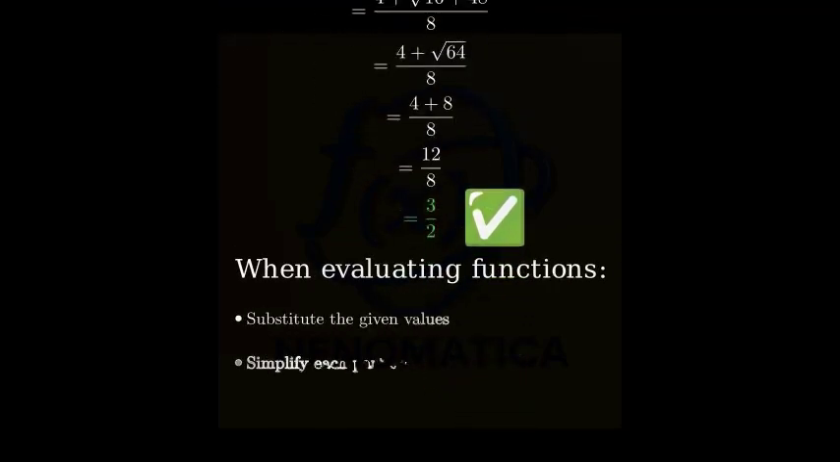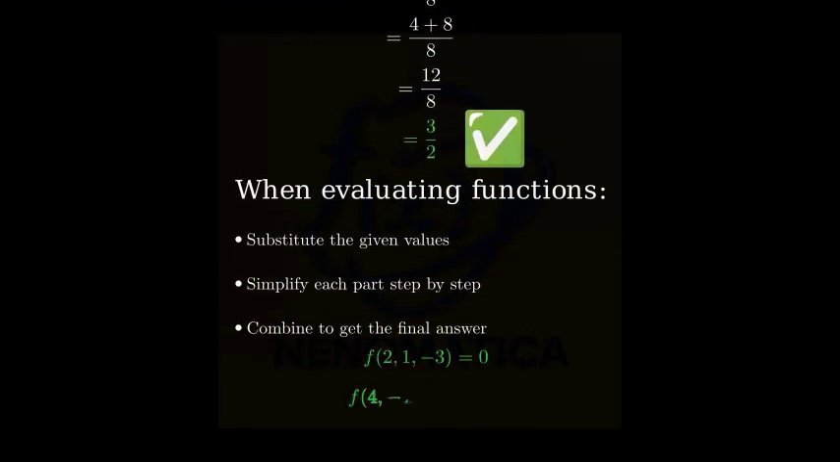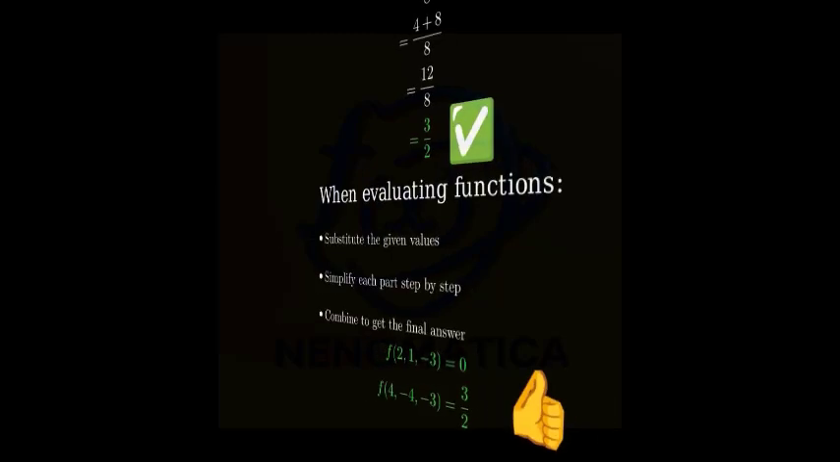To summarize what we've learned, when evaluating functions with multiple variables, we: 1. Substitute the given values into the function. 2. Simplify each part step by step. 3. Combine the simplified parts to get the final answer. In our first example, we found that f(2, 1, -3) equals 0. In our second example, we found that f(4, -4, -3) equals 3 over 2. Practice these steps with different functions to become confident in function evaluation.